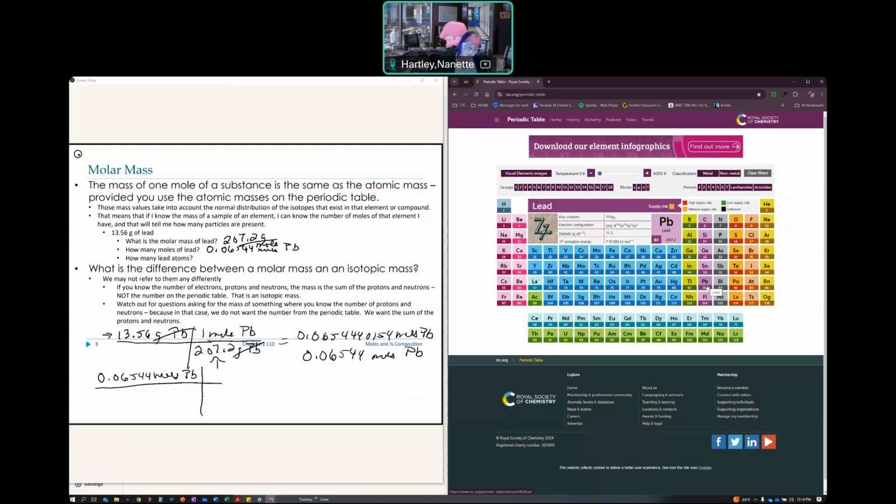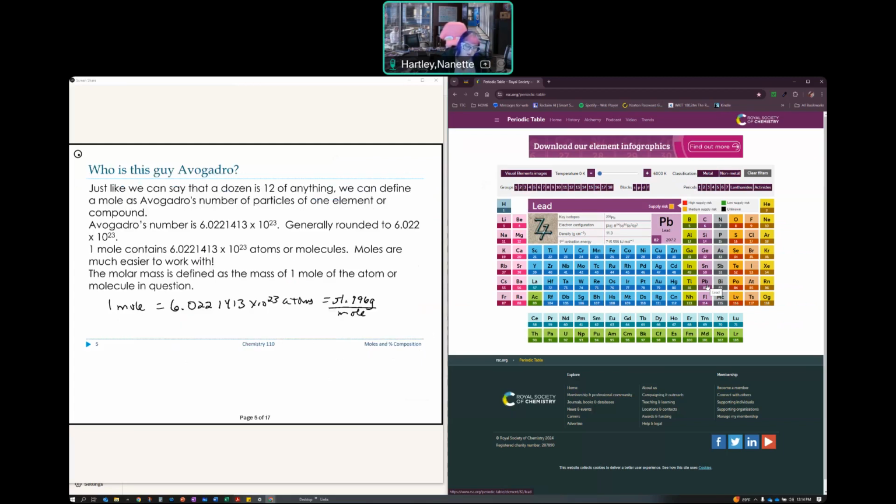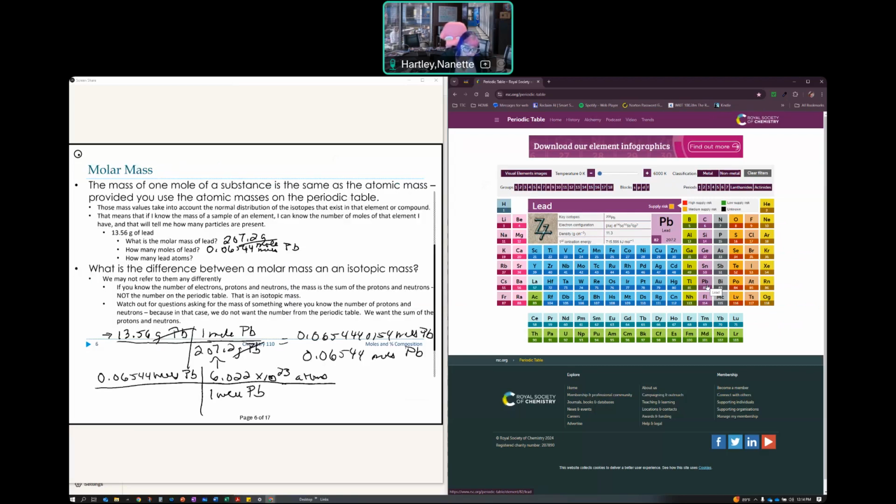I also know, based on what we talked about before, that 1 mole of anything has 6.022 times 10 to the 23rd atoms in it. That's the conversion factor that we just introduced on the previous slide. So right over here, know that 1 mole contains this number. Now I have rounded it to use this number right here. But again, it's a conversion factor, so I don't care how many sig figs it has. So I take this number and I multiply those two things together.